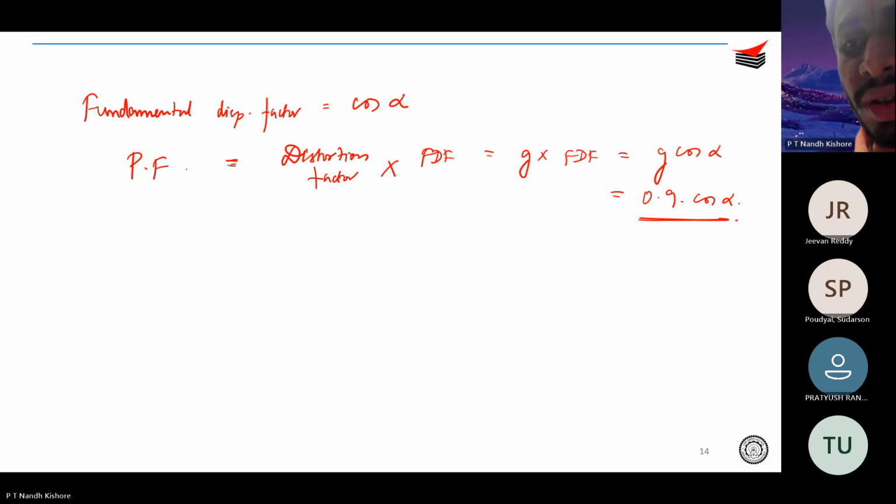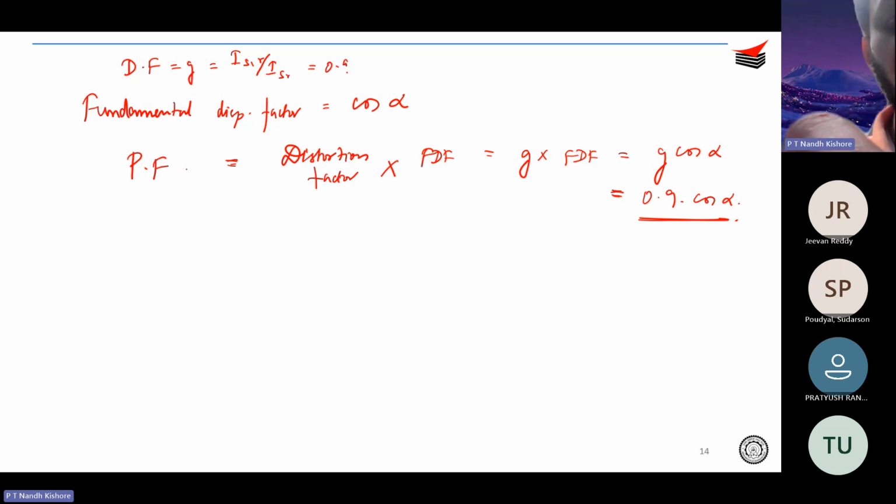So you got it right. Distortion factor equal to G. We derived it as IS1 over IS RMS, and it was 0.9. The fundamental displacement factor is cos alpha. Power factor is G cos alpha, or 0.9 cos alpha by definition. Correct.